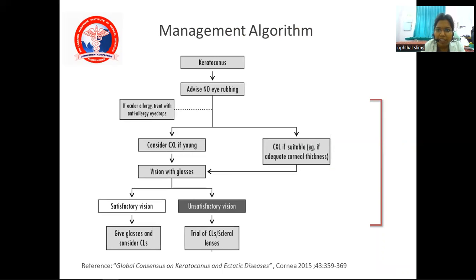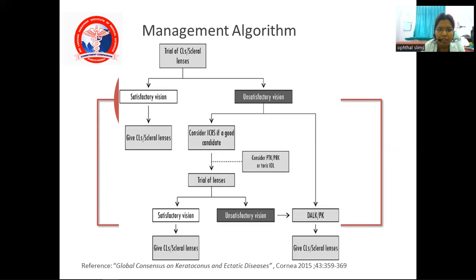This is the management algorithm for a patient presenting with keratoconus. The patient comes with keratoconus; advise them not to rub their eyes. If any ocular allergy is there, treat with anti-allergy eye drops. If it is a young patient, we can consider CXL, and we can correct the vision with glasses. If the patient has satisfactory vision with glasses, then we can ask them to continue glasses and consider contact lenses. If the vision is unsatisfactory, we can ask for a trial of contact lens or scleral contact lens.